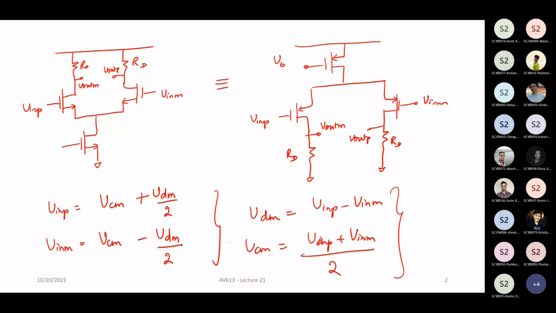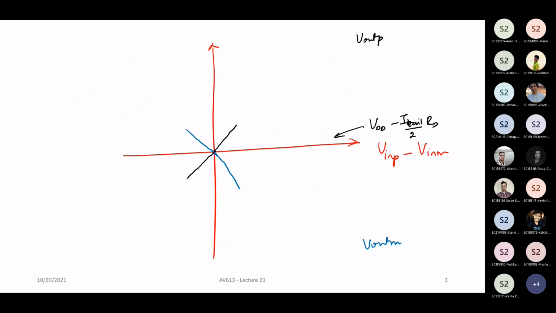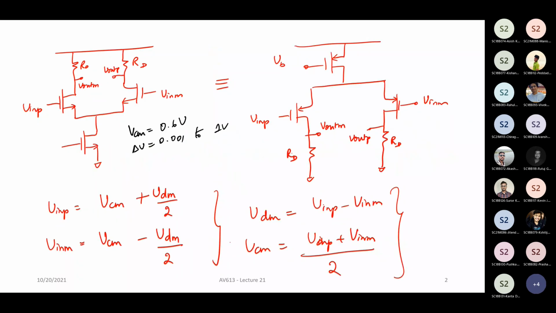Let us say, just for example, VCM is some 0.6 volt, and let us say delta V we are sweeping from 0.001 to, let us say, some 1 volt. For very small delta V's, you are going to have a linear response. Now, let's say the delta V itself is some 0.6 volt. There is a supply voltage of, let's say, 1.8 volt or 1.2 volt. What will be V out P?